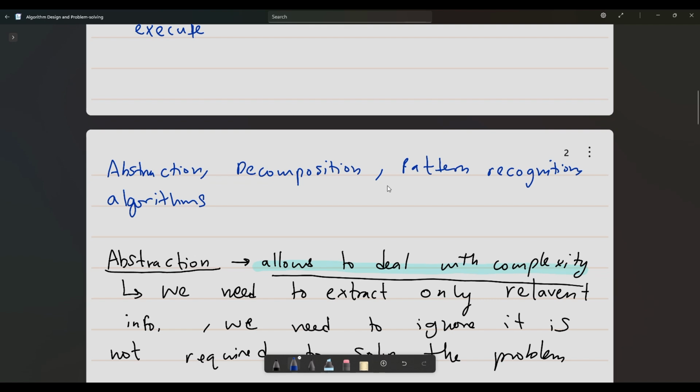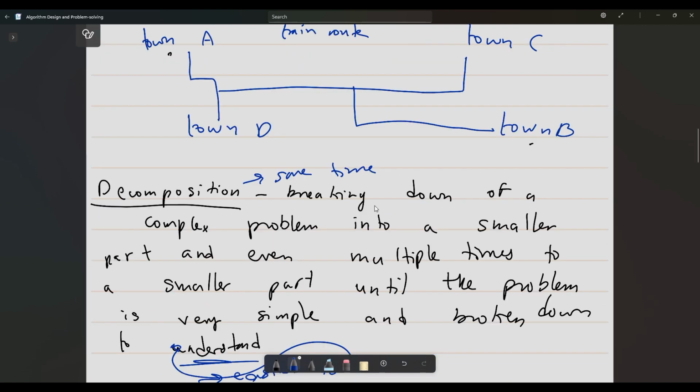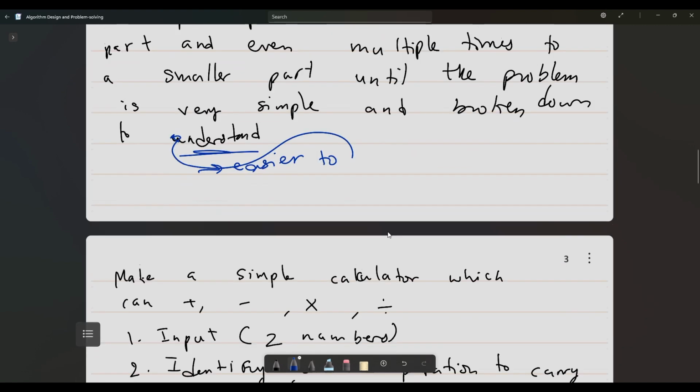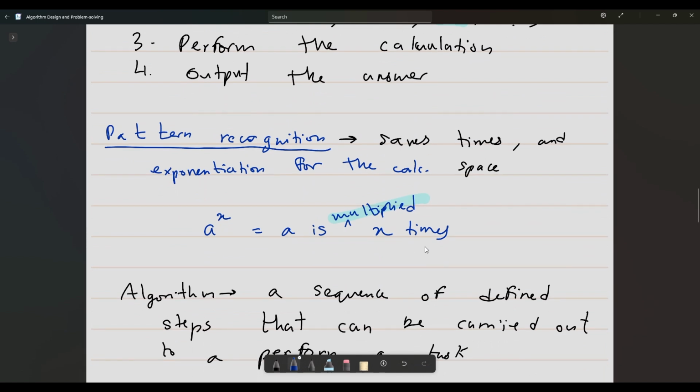The four main pillars are abstraction, decomposition, pattern recognition, and the writing or defining of algorithms. Abstraction is basically filtering out information and only collecting what is necessary to solve the problem. Decomposition is breaking down a complex problem into smaller and smaller parts until it's easier to understand or find solutions to. Pattern recognition is the identification of problems that are similar and can use the same solution.